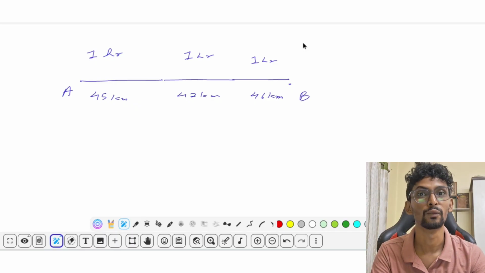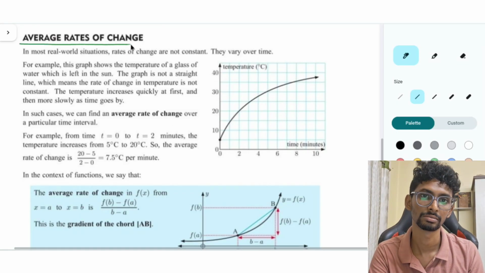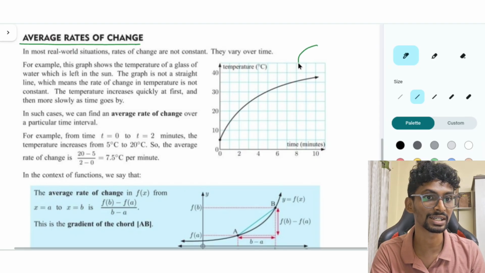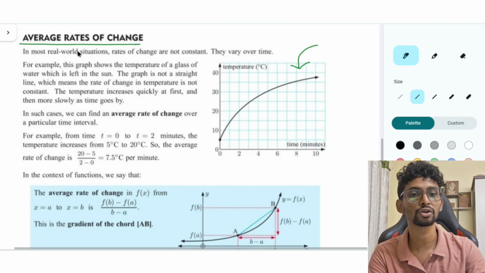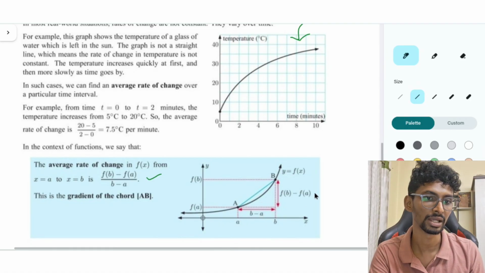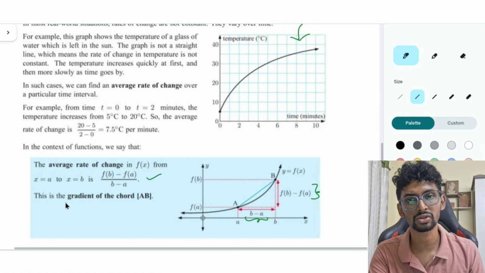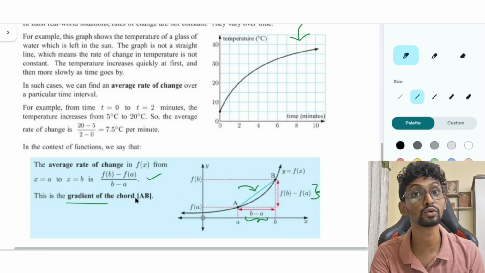So in this case we will use average rate of change. So let us discuss that. You can see the graph is not a straight line because it's not constant. So we will find average rate of change using this formula, f of b minus f of a by b minus a. That is change in y by change in x. This is also called gradient of chord AB. We'll discuss this in detail when we do gradient. So let us do a sum related to average rate of change.